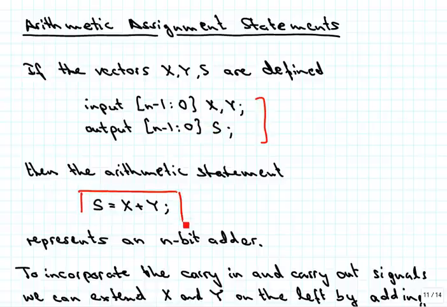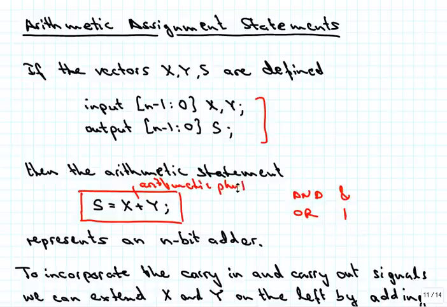Now keep in mind that in Verilog, what we have been often using a plus for when we use OR, that's represented as the ampersand for AND, and the OR is just a vertical bar. So the plus here is actually an arithmetic plus. And in fact, we could also have used x minus y. So we could actually have made this a subtraction rather than an addition if we would have wanted to.